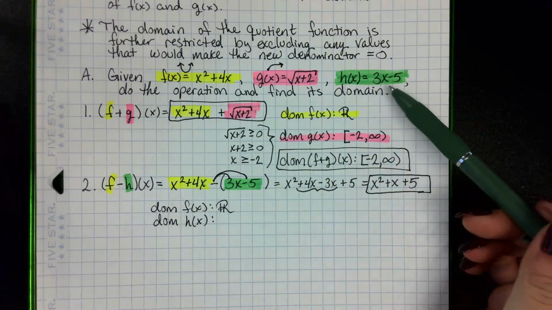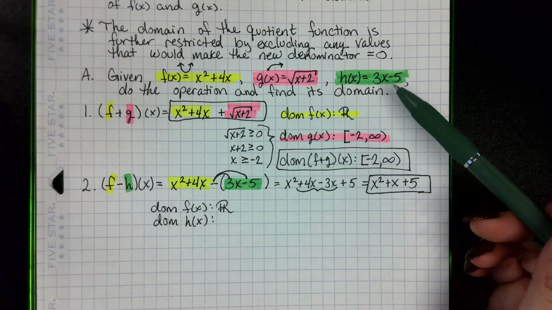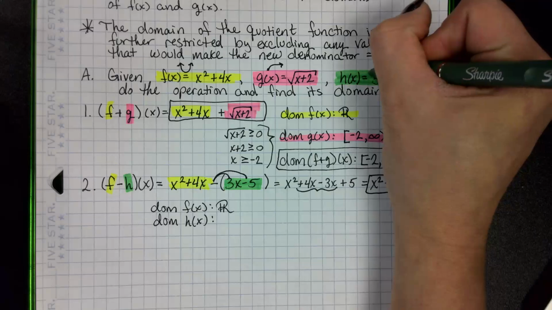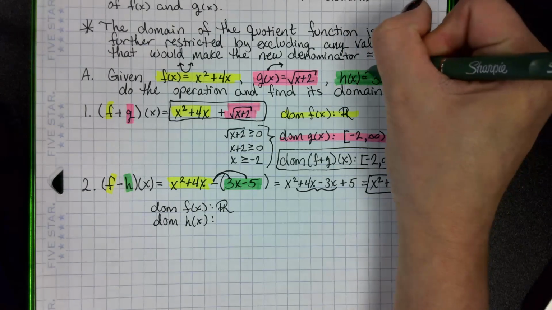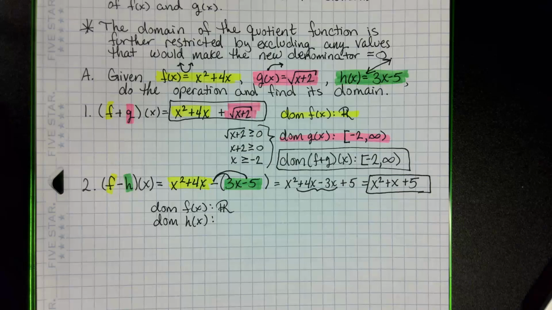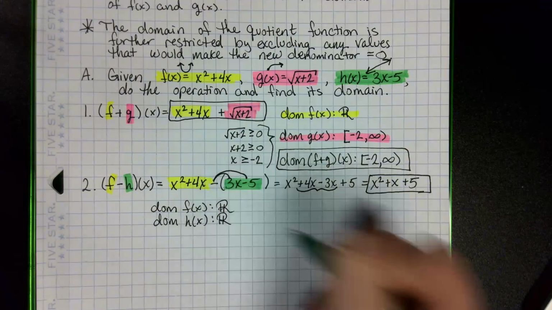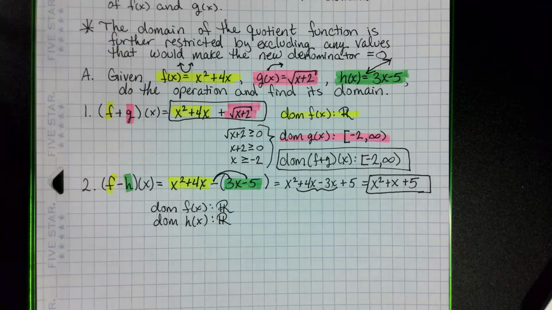So we go to h of x. It is 3x minus 5. That is linear. Y equals mx plus b form, that's slope-intercept form. So the domain of a line is -infinity to infinity, or all real numbers. So since they have everything in common, that tells us that the domain of f minus h of x is also all real numbers.